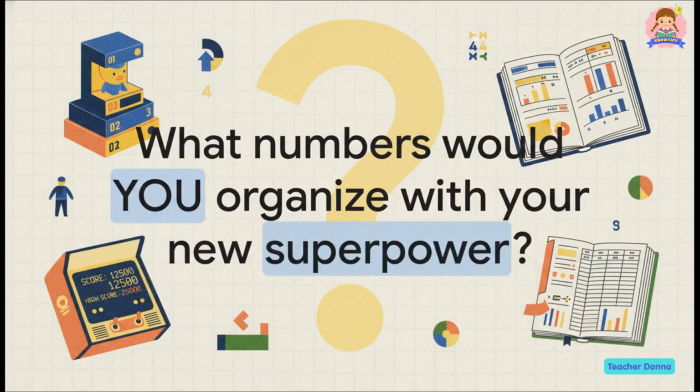So there you have it. Now you know the secrets of the spreadsheet, which means you have this brand new superpower. So I want you to think for a minute. What numbers in your life would you organize? Maybe you could track how many books you read or the scores from your favorite video game. The possibilities are totally endless.